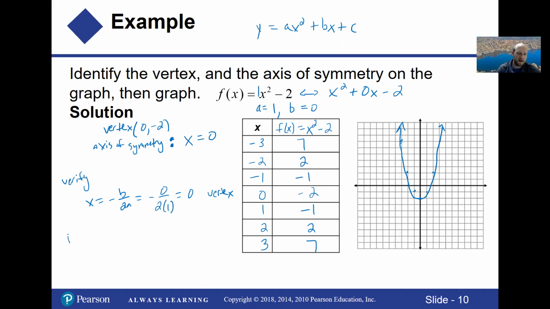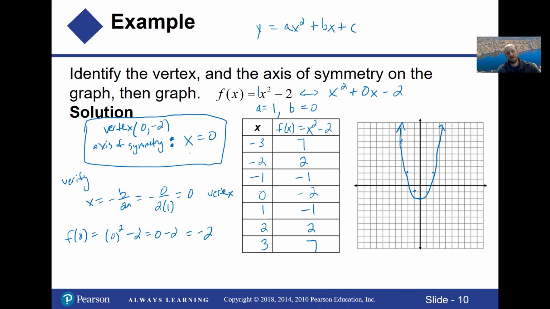Now let's verify that the y value is in fact -2. I plug 0 in for x in the original equation. So I have 0 squared minus 2, which is 0 minus 2, which is in fact -2. So yes, the vertex is in fact 0, -2. And the axis of symmetry is always the x value of the vertex in equation form: x is equal to 0.